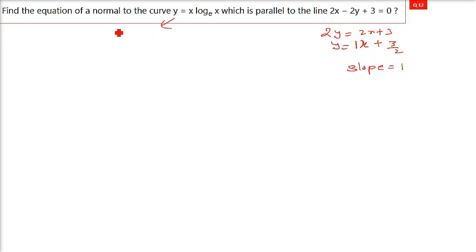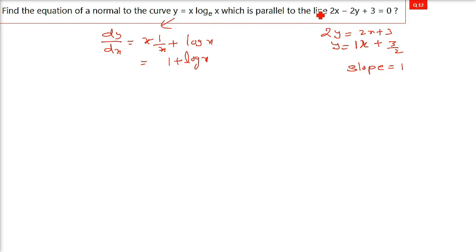Now this is y equals x log x. So dy by dx will be what? For x log x, we will use the product rule. So x times 1 by x plus log x times the differentiation of x, which is 1. So it will be 1 plus log x. And what is this? 1 plus log x is the slope, and the slope is equal to this 1. We have already found that out, so we will equate it.